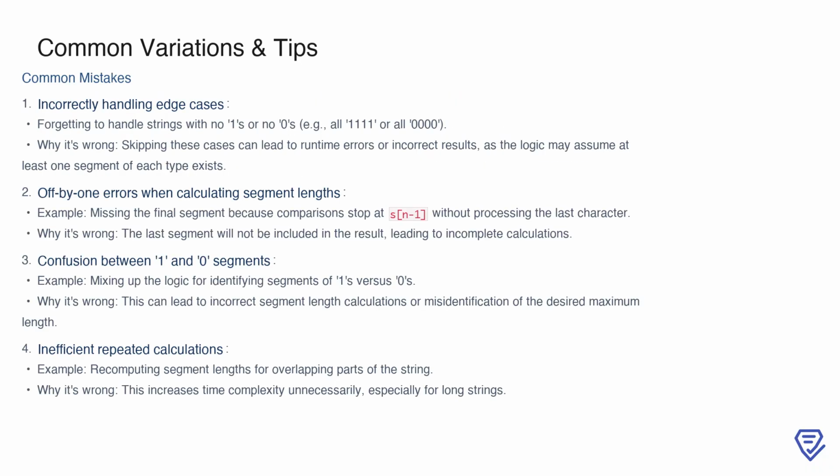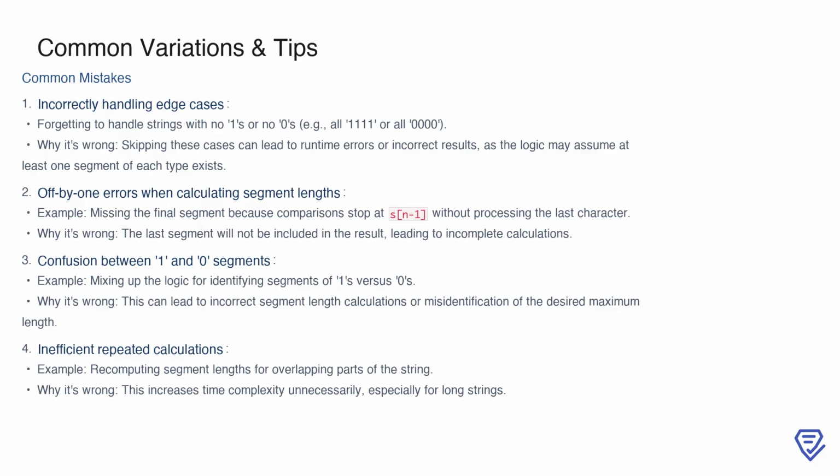When solving this problem, there are a few common mistakes to watch out for. First, failing to consider edge cases can cause issues. For example, if the string contains only ones or only zeros, the logic might break because it assumes there's at least one segment of each type. This can lead to runtime errors or incorrect results.